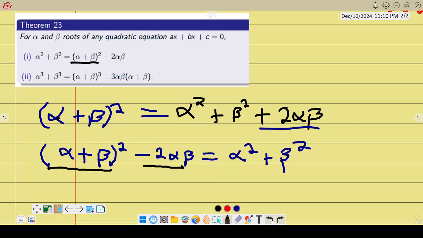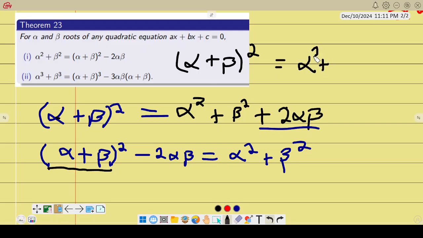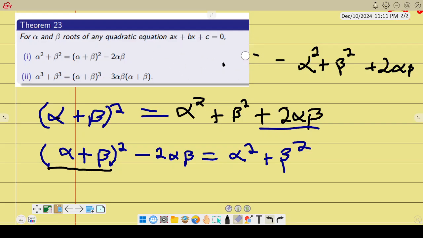But if you can't remember, then just expand this using the simple trick I gave you. When you expand this side where there is alpha, we are going to have alpha squared and beta squared. You make this the subject, meaning 2 alpha beta should go to the other side. I hope I've made myself very clear. Okay, so this is something to always remember very well.